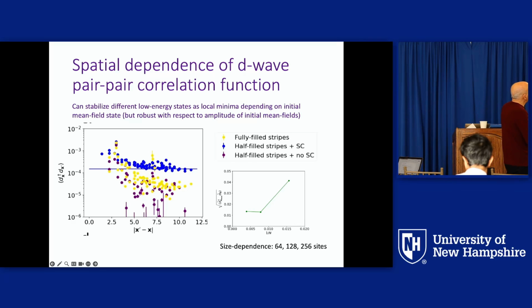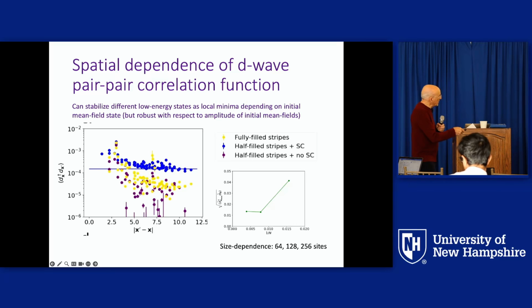And then this is the half-filled stripe, so period 4 charge density wave plus superconductivity, which has a nice plateau as we go to long distances in the system. This one is actually stabilizing a normal state, a half-filled stripe with no pairing, in which this wiggly stuff is partly due to the fact that the free fermion pair-pair correlation has lots of oscillations when you plot it on a finite size system.